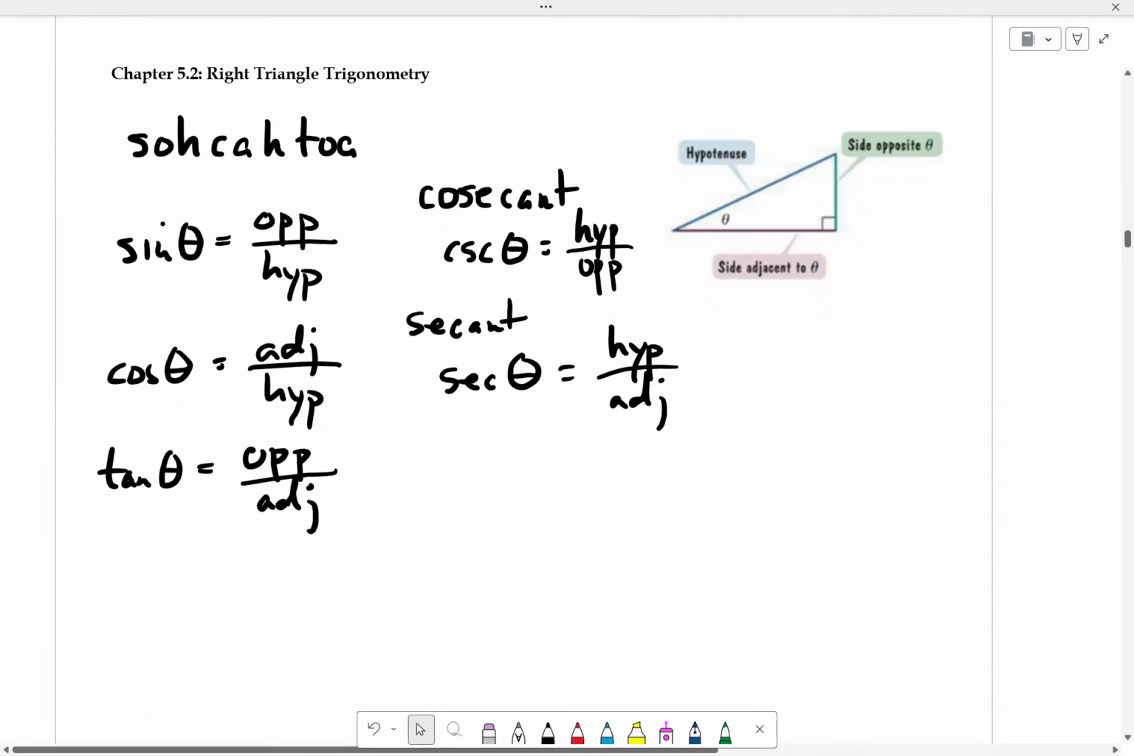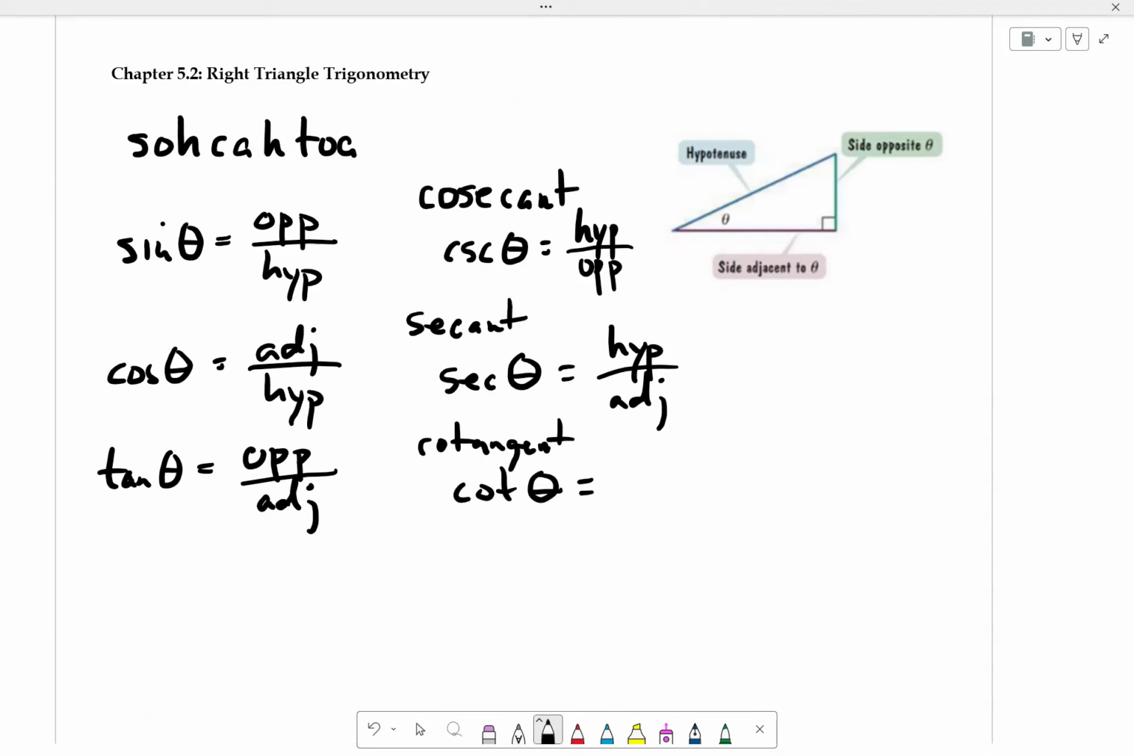The last one is cotangent. The abbreviation for cotangent is COT. And by definition, cotangent theta is adjacent over opposite. Now, some students try to make up their own SOHCAHTOA for this. Please don't. Just use the reciprocal of the other ones.